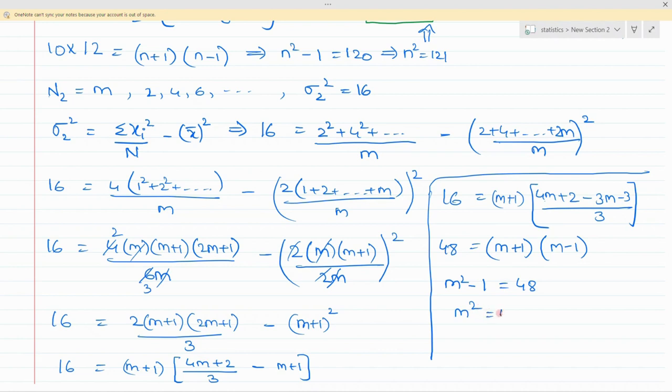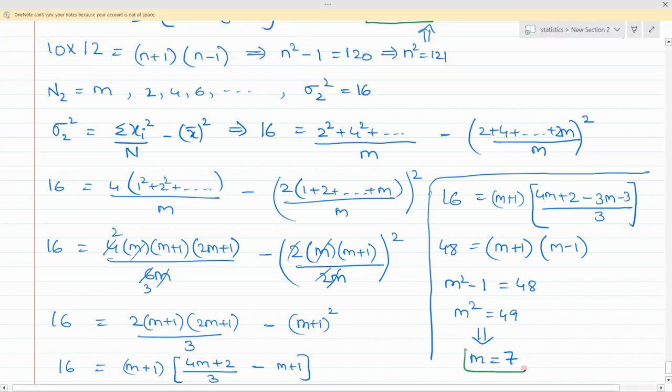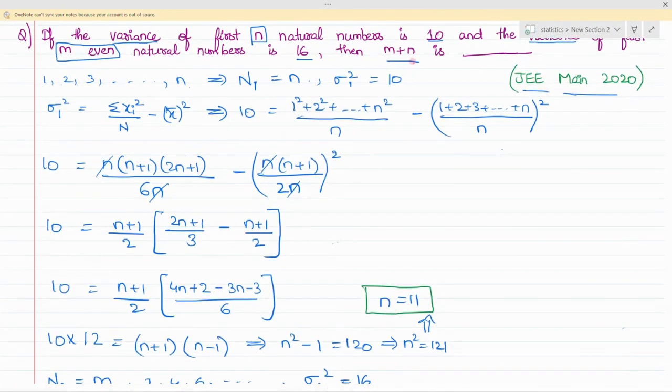So m square is 49. From here you will get m values as plus 7 and minus 7, but we need to consider only the positive value over here because the number of terms will always be positive. So we got the values of both m and n. So now we need to substitute here, that is m plus n, 11 plus 7, that is 18. So 18 is the required answer to this question.